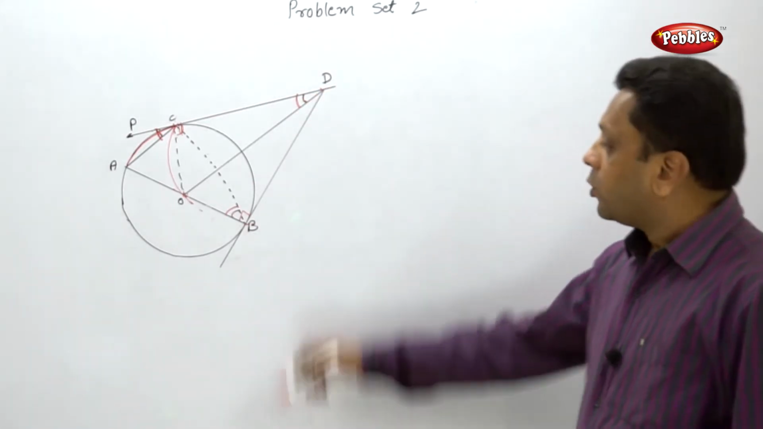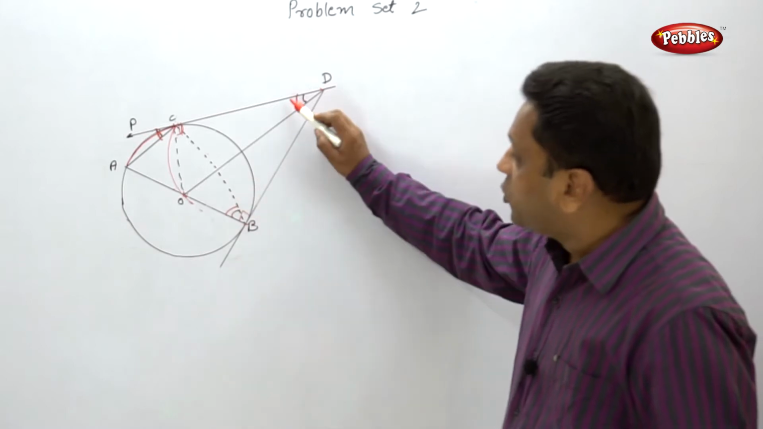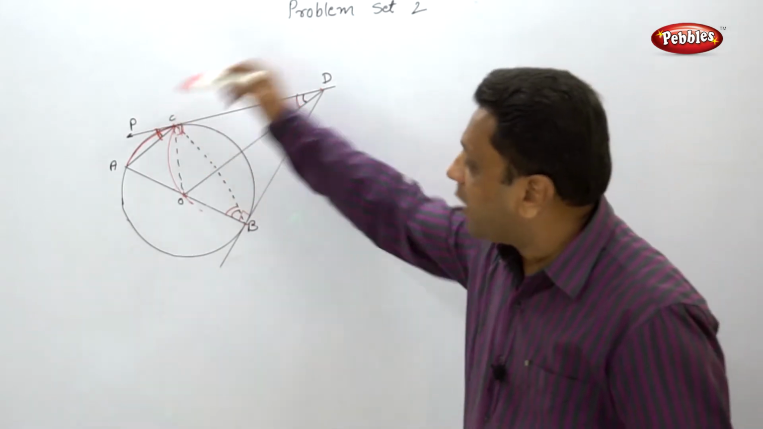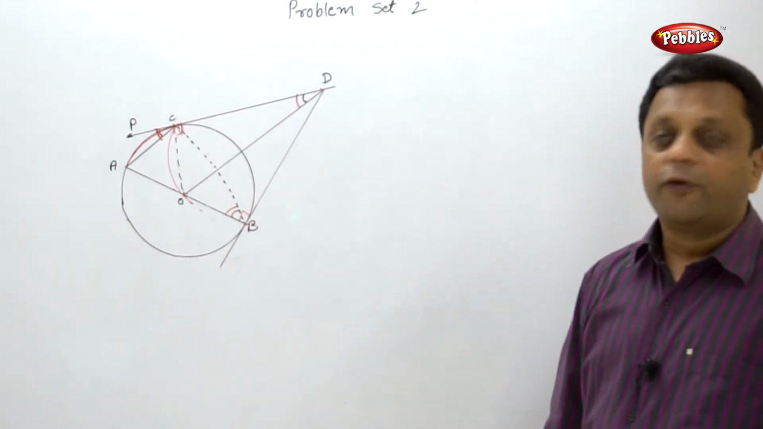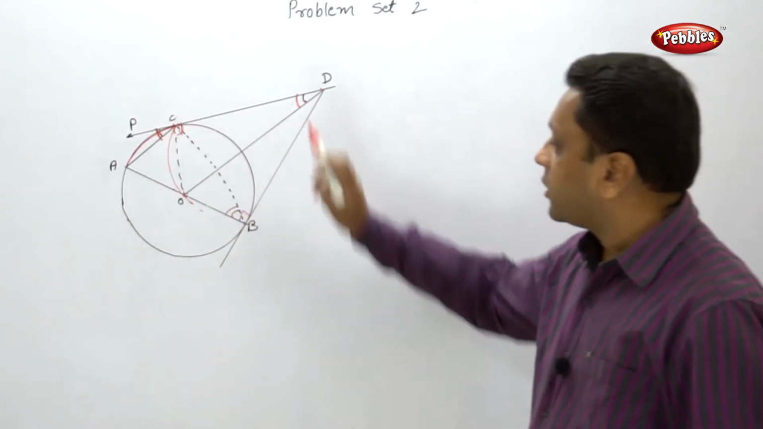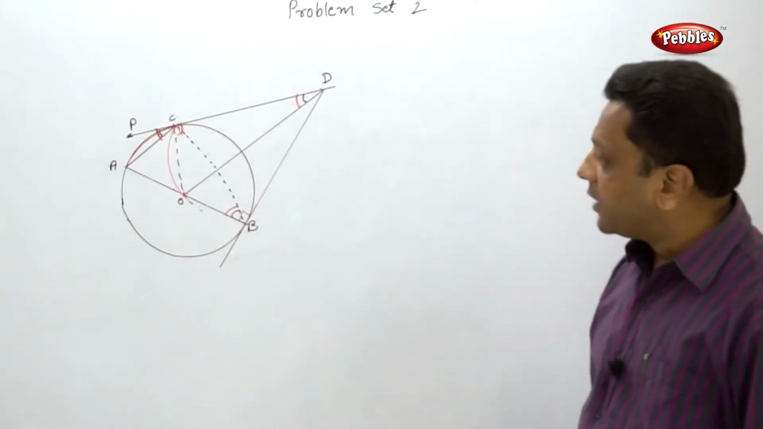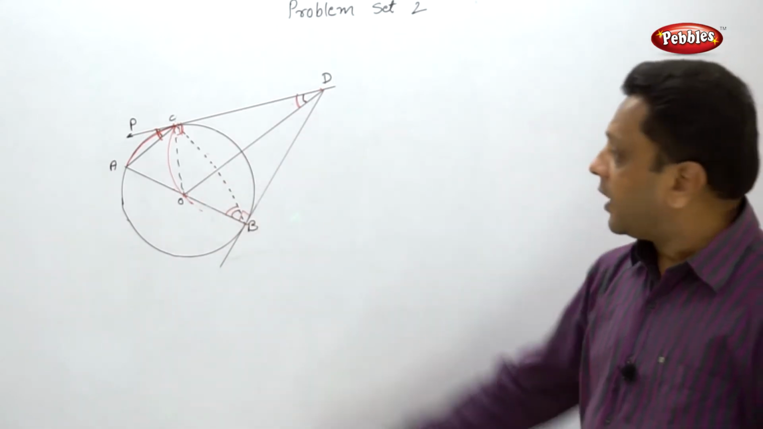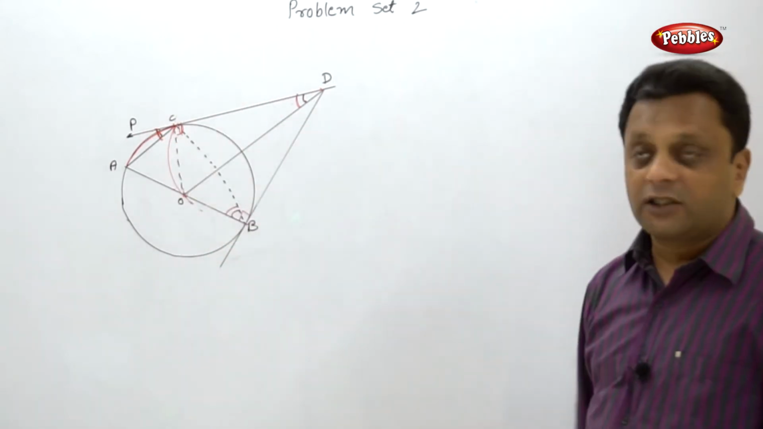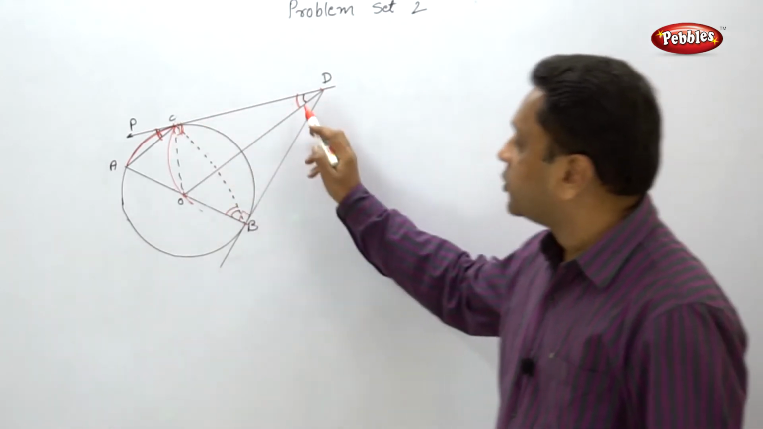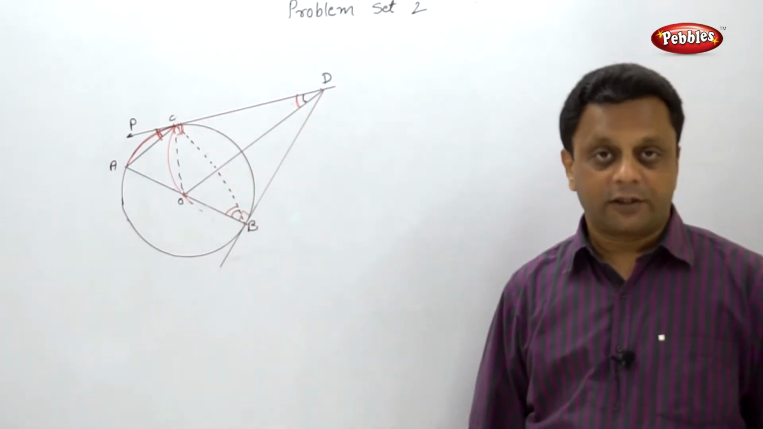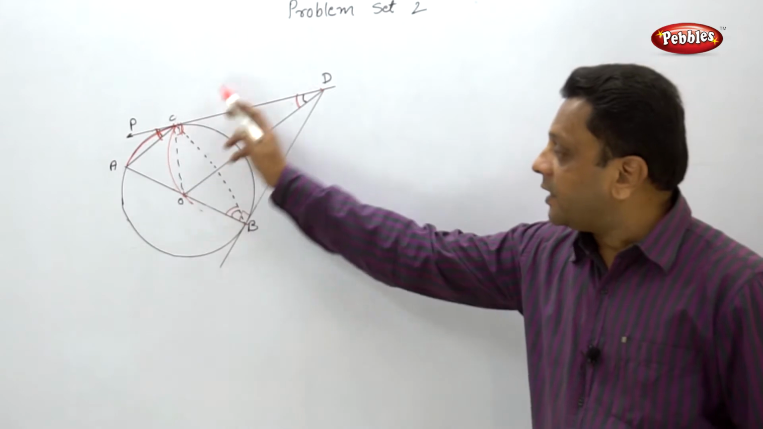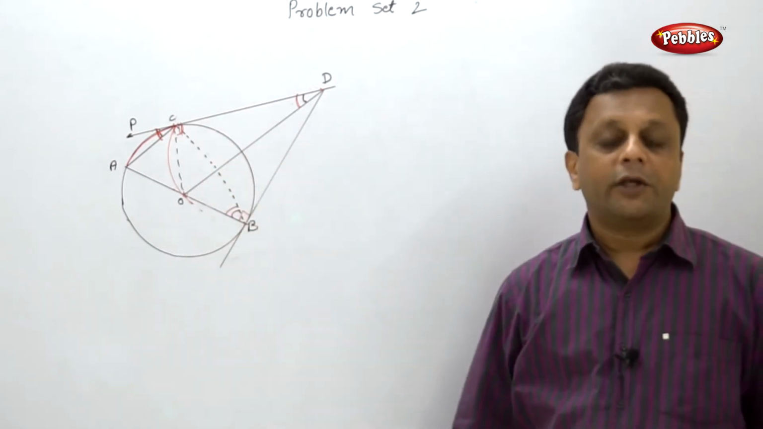Correct? So, if these two angles are congruent and these two angles are congruent, obviously these two angles are congruent. And now you can say that AC and OD are the parallel lines and PD is a transversal, and so this is the converse of corresponding angles, and hence AC is parallel to OD.